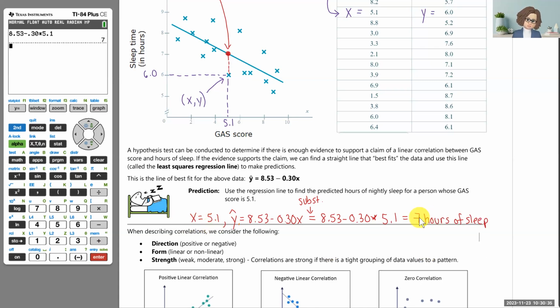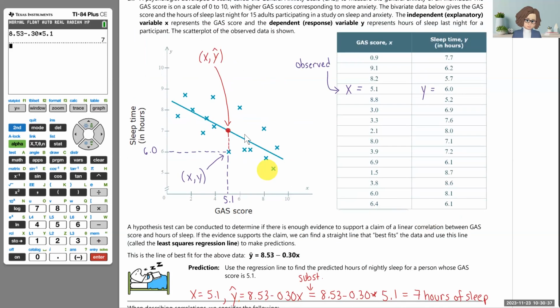So the idea here is that it's a prediction, and it kind of represents on average. So for everybody that has a GAS score of 5.1, on average, I say they get about 7 hours of sleep. So 5.1, I'm predicting Y hat. So this is the prediction.